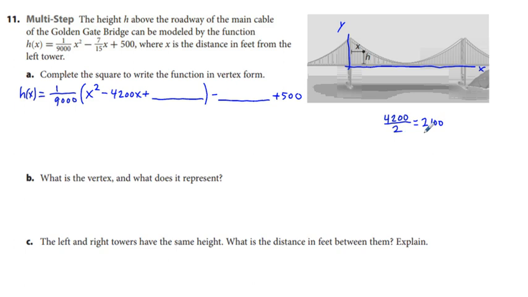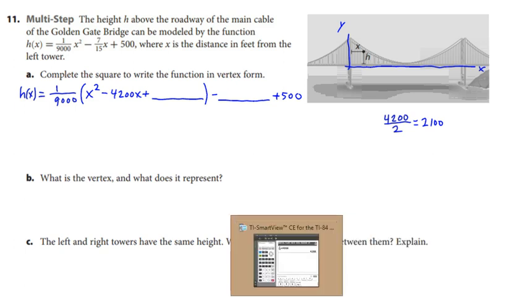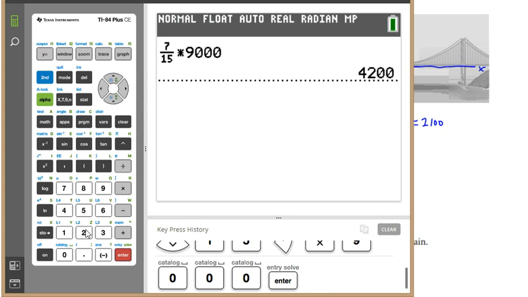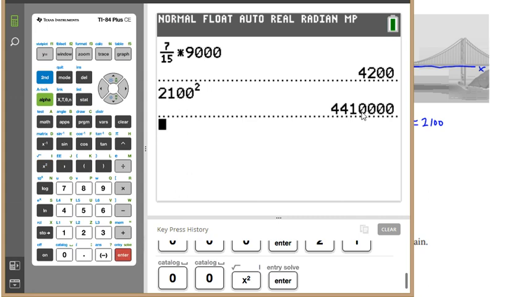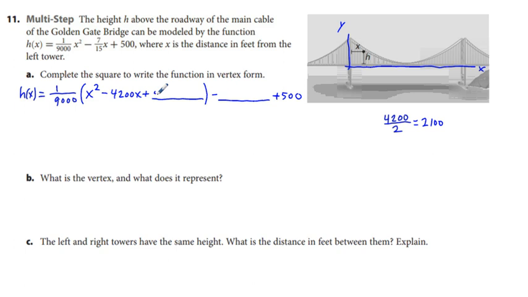Now we're going to get a few million. 1,000 squared is a million, so we're going to get 4 point something million. So let's go find out what that is. So we put in 2,100 squared. We get 4,410,000.